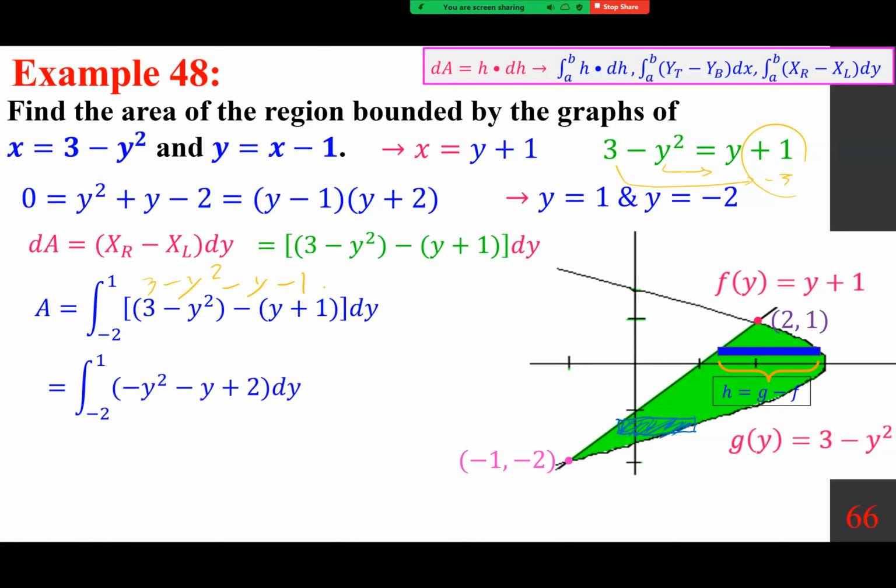The first one gives us negative 1/3 y cubed. The second one minus 1/2 y squared, and the last one 2y. And I'm going to leave it for you to plug in number 1, evaluate it, plug in number -2, evaluate it, and convince yourself the answer is 9/2. There is a couple of steps of algebra involved or basic math. You just evaluate. You plug in number 1, minus you plug in -2, and it gives you 9/2. By any chance, you come up with the negative number, you're wrong. Something has gone wrong, because definitely this represents the area between the two curves.